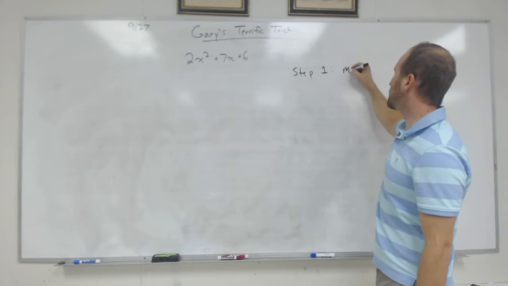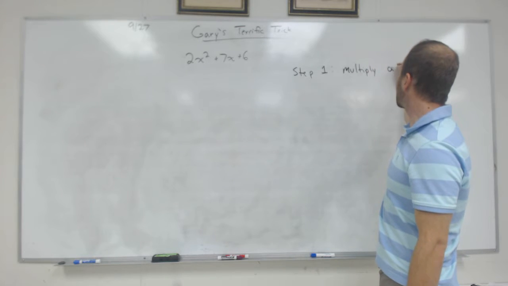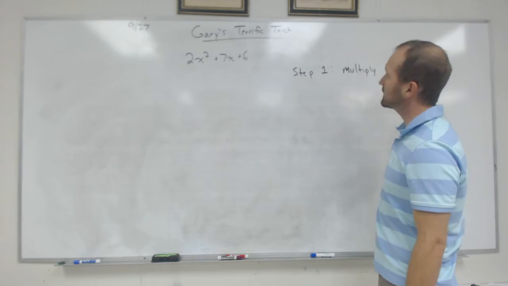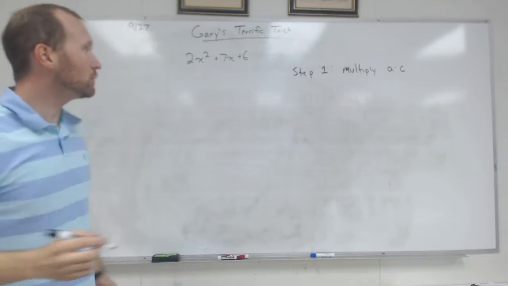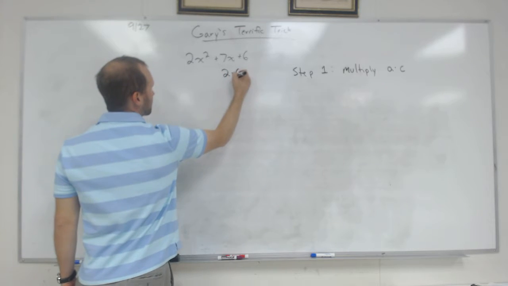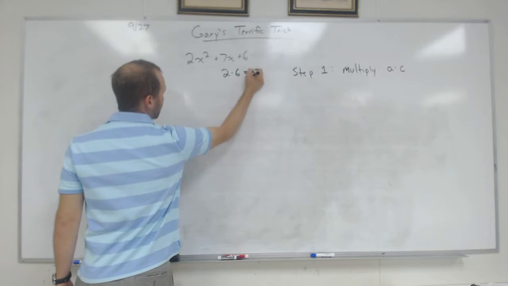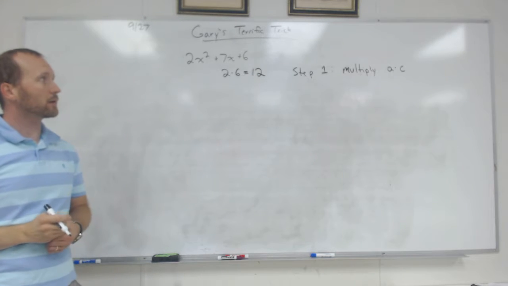is that you multiply A times C. So what is A in this problem? 2. And what is C? 6. What's 2 times 6? Okay.